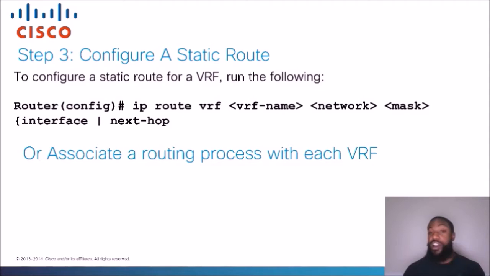In this case, it's VRF, the name of the VRF, and then the network mask, interface or outgoing next hop. However, we're not going to configure a static route. We're going to be associating a routing process with each VRF. In this case, we're going to use OSPF, so we're not going to be configuring a static route. We're going to use OSPF.